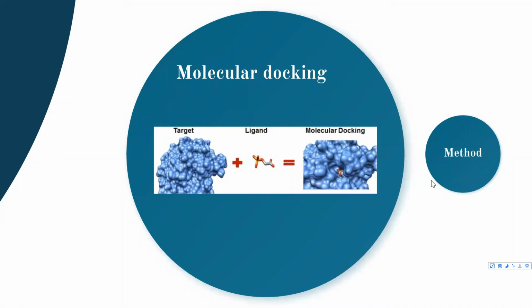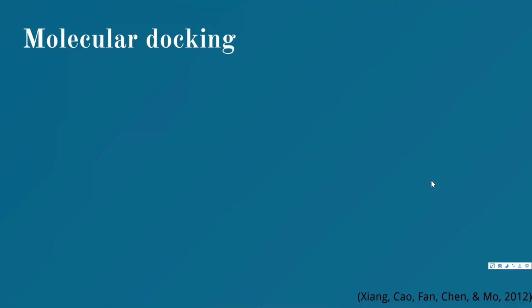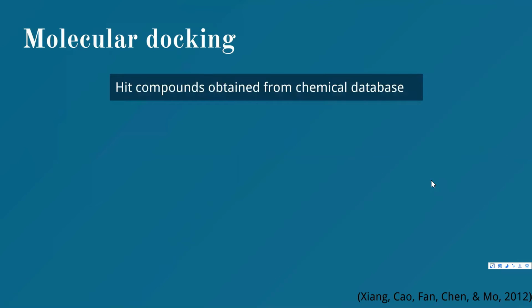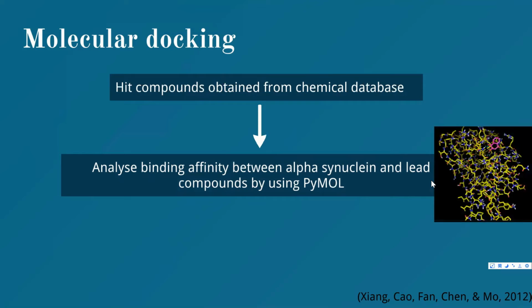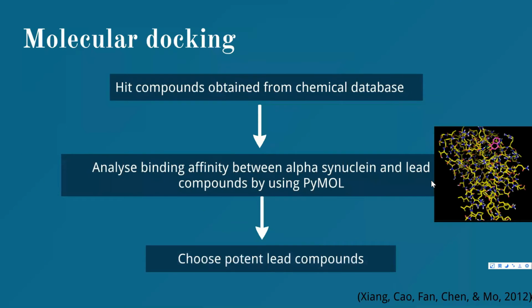Molecular docking is one of the most applied virtual screening methods, especially when the 3D structure of the target protein is available. This method can predict both the binding affinity between ligand and protein and the structure of the protein-ligand complex. Molecular docking starts with hit compounds obtained from a chemical database. Then, by using PyMOL, analyze the binding affinity between alpha-synuclein and lead compounds, and lastly, choose potential lead compounds based on the results.